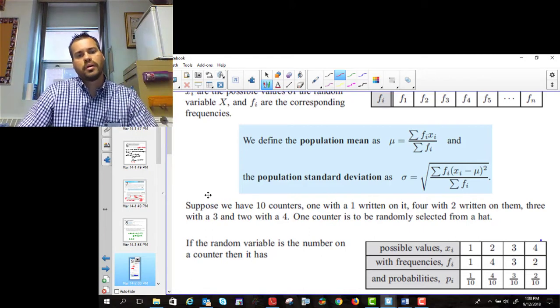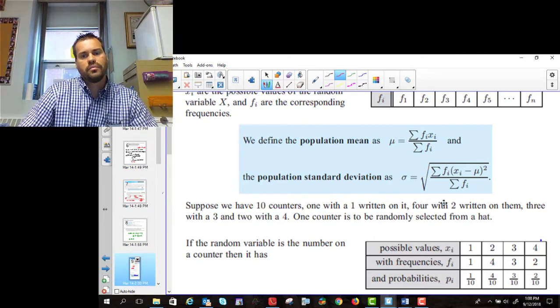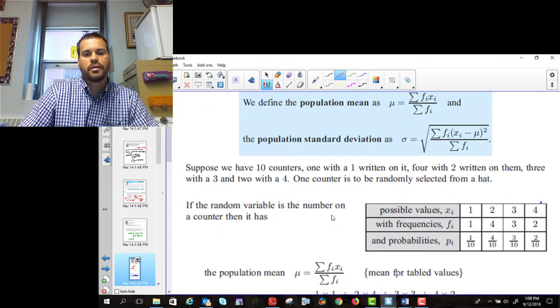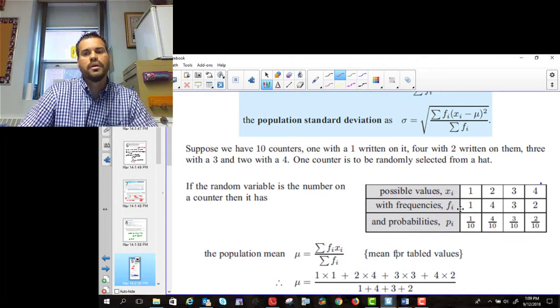So if you look at the count, it says we have 10 counters with numbers written on them. 1 has 1 written on it. There we go. 4 has 2, and so on. You can read the slide if you want to, but basically the possible values are 1, 2, 3, or 4. There's 1 that has 1 written on it, 4 that have 2 written on it, 3 for 3 and 2 for 4. And then you can come up with your probability.